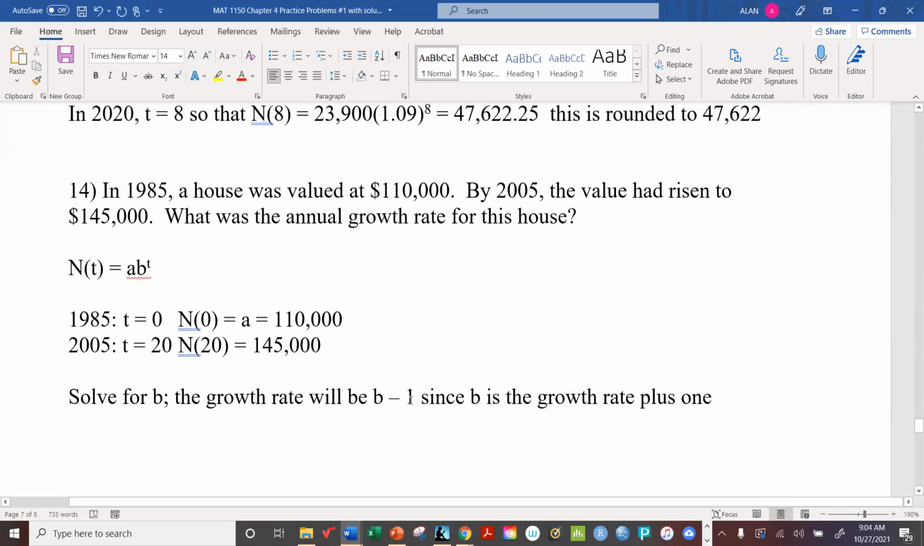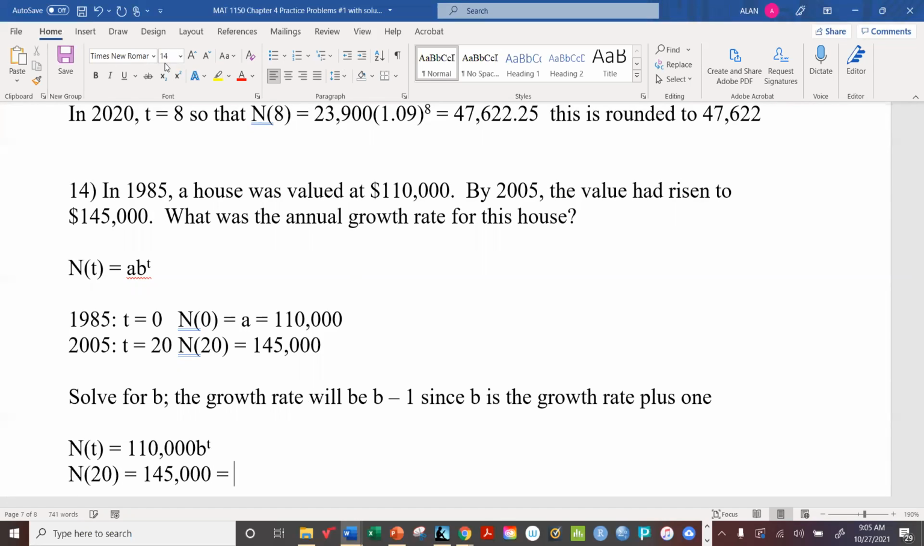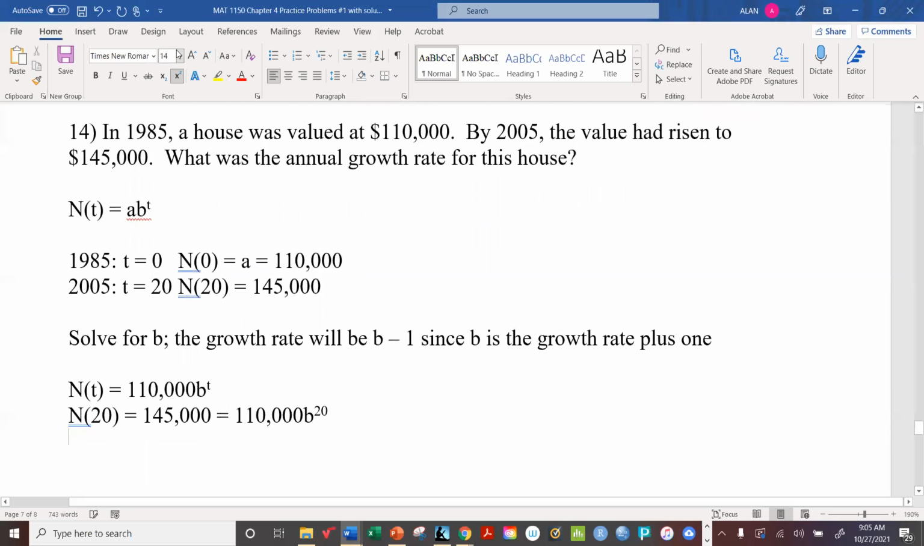All right, so how do we set this thing up? Well, let's write the general form: n of t is 110,000 times b to the t. Well, this is not that helpful, is it? So let's do some substitutions here. n of 20 is 145,000, which in turn equals 110,000 times b to the 20th power. Okay, so this is what we're actually working with right here.